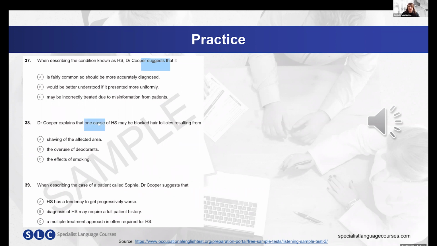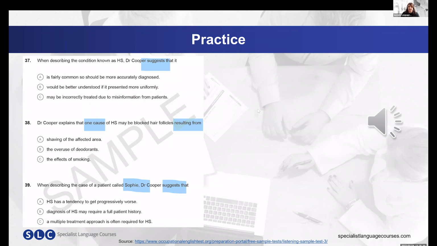In 38, we're looking at causes and what this cause results from. Is it shaving, deodorants, or smoking? 39, we're looking at a case with Sophie. And again, Dr. Cooper suggests that. So does HS get progressively worse? Does a diagnosis of HS need a full patient history? And is a multiple treatment approach necessary?